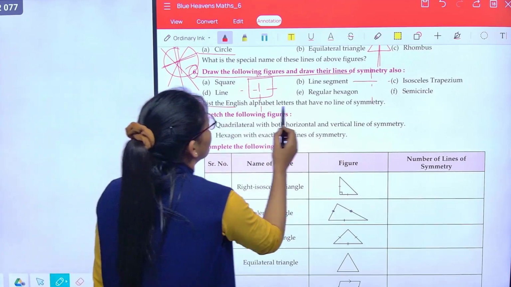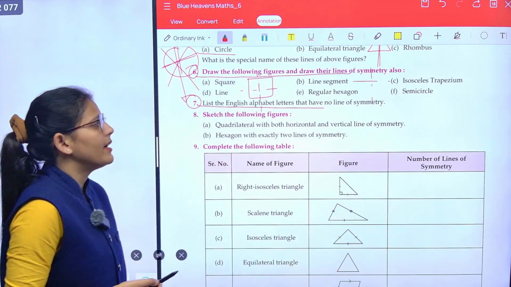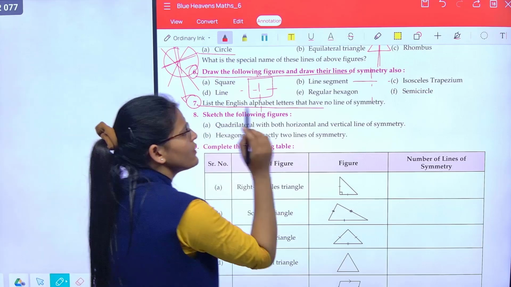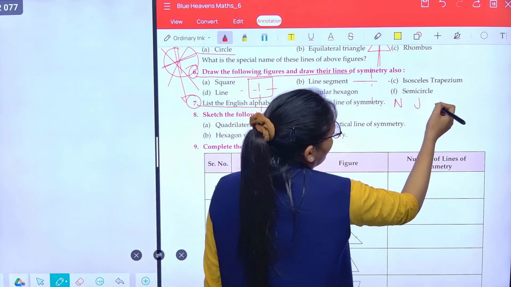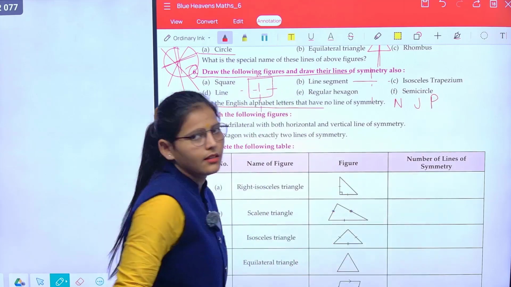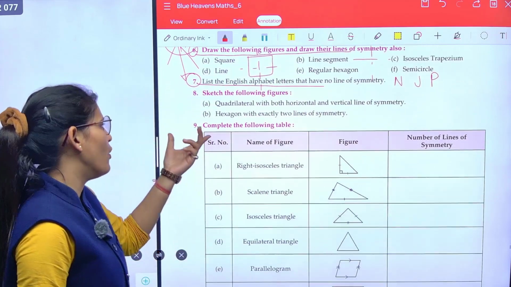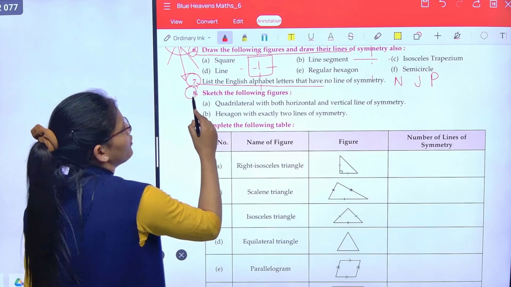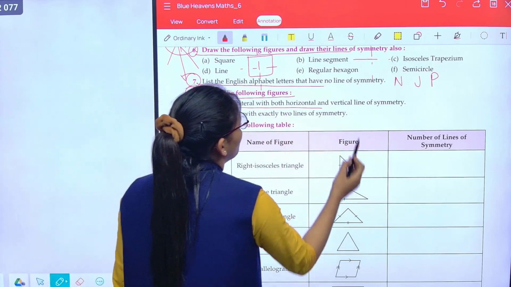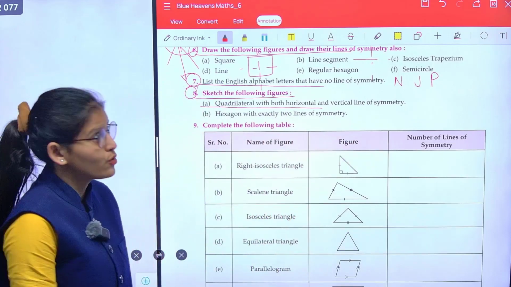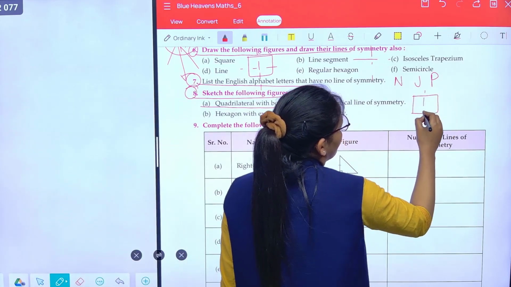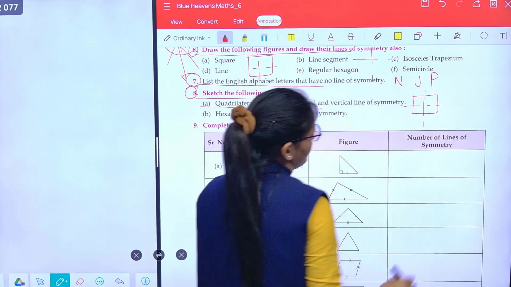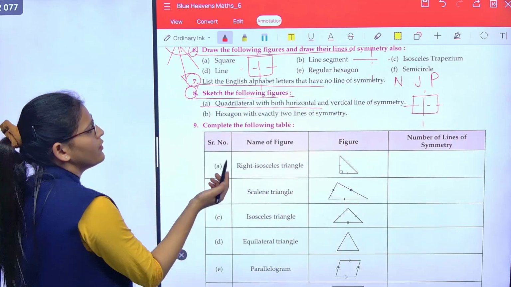List the English alphabetical letters that have no line of symmetry. Class, N, J, and P. Okay, and so on. Question number 8. Sketch the following figures: quadrilateral with both horizontal and vertical lines of symmetry. That is square. Class, square के पास vertical भी होती है and then horizontal. Understand? Rest of the part, do yourself.